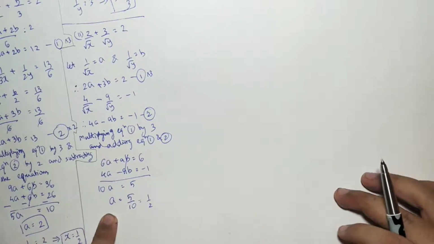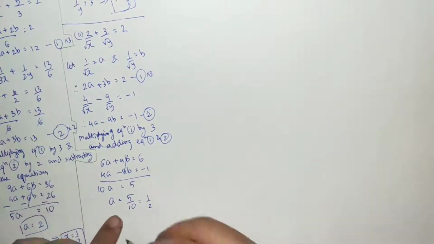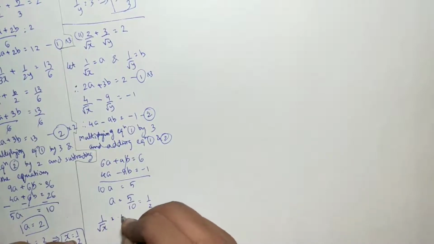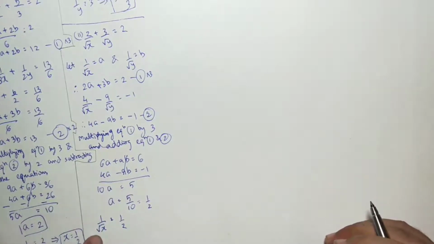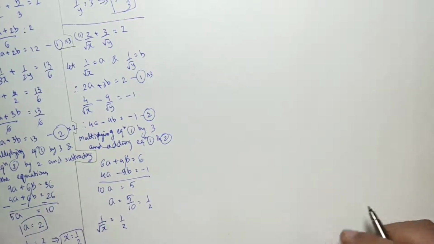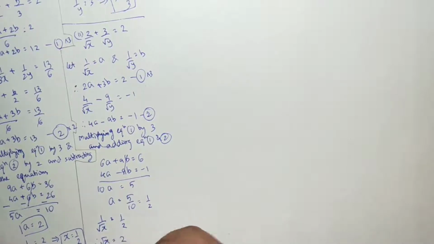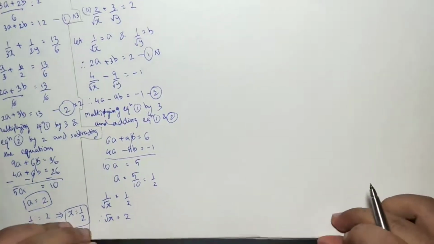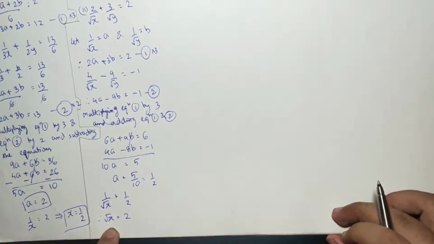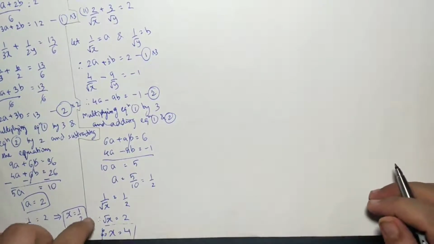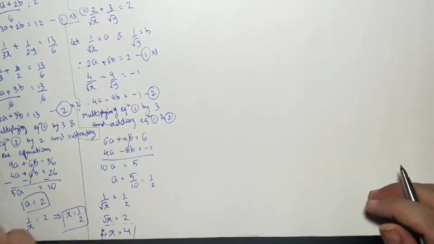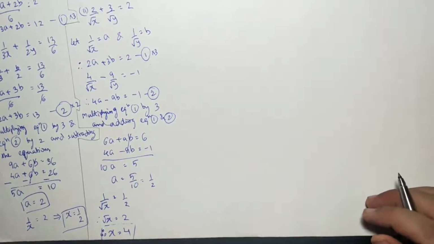Now we got a. From a, we have to find x. What was a? 1 by root x. To find root x, we will take the reciprocal. So root x will come in the numerator, and this 2 will also come in the numerator. So root x will be equal to 2. If I want to find x, I have to square this side. If I square this side, the right hand side should also be squared. Therefore, x will be equal to 4. To remove the square root sign, we have to square the left hand side, and then the right hand side should also be squared.